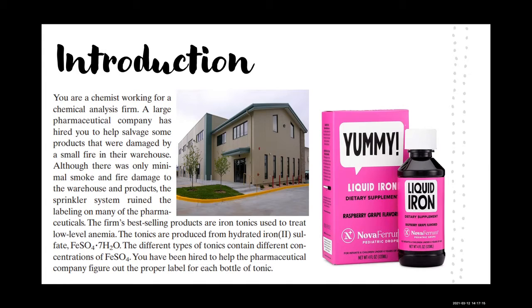The firm's best-selling products are iron tonics used to treat low-level anemia. The tonics are produced from hydrated iron 2 sulfate, or FeSO4, 7H2O. The different types of tonics contain different concentrations of iron 2 sulfate. You have been hired to help the pharmaceutical company figure out the proper label for each bottle of tonic.